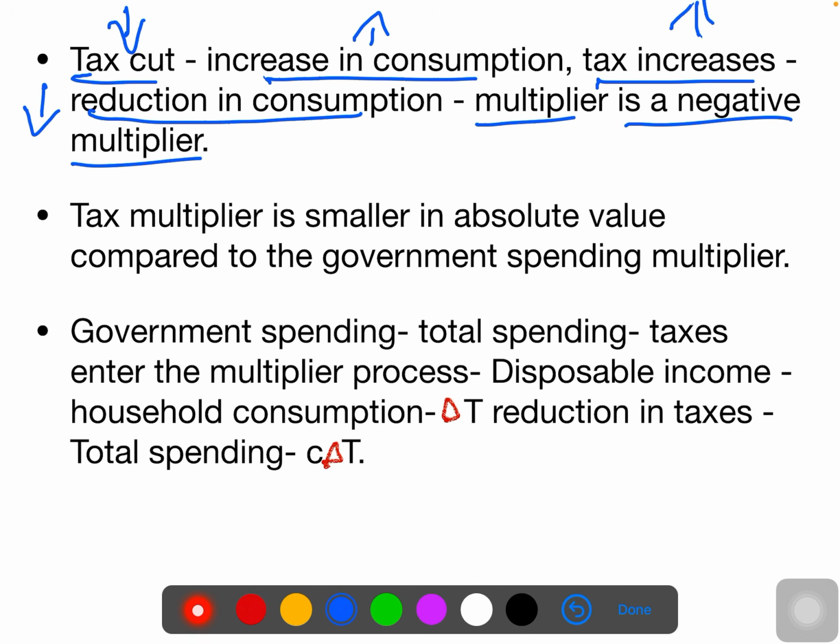So we call this multiplier a negative multiplier, because both the variables are moving in opposite directions. What we can find is that the tax multiplier is smaller in absolute value when compared to the government spending multiplier. This is because an increase in government spending directly affects the total spending. If government spending increases, everybody's spending is also affected, whereas taxes enter the multiplier process indirectly.